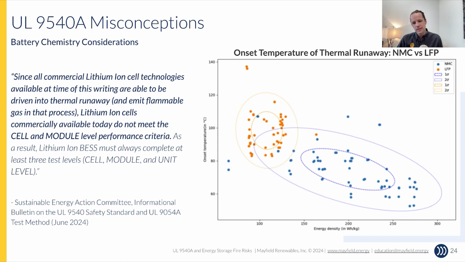LFP carries with itself inherent thermal runaway and therefore fire and explosion risk. It may be different in the amount of risk, but it is not a different category of risk. So just want to point this out real quick. On the right-hand side, you've got some orange dots and some blue dots, right? NMC here, the x-axis is going to be energy density, and the y-axis is going to be onset temperature. This onset temperature here is thermal runaway onset temperature.